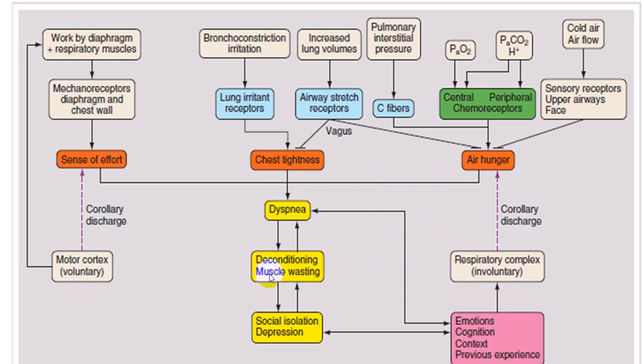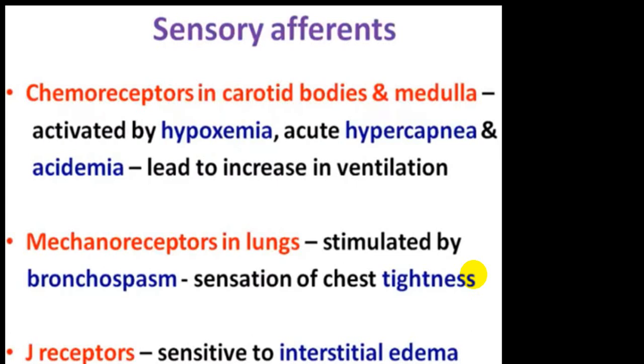Deconditioning with muscle wasting will also stimulate dyspnea. A person who has social isolation and depression, or psychogenic causes, will also have decreased effort, and the person will feel dyspneic. Even emotions will stimulate dyspnea, and dyspnea will also stimulate emotion, which will have involuntary effort, etc. This is all the mechanism being explained in dyspnea.